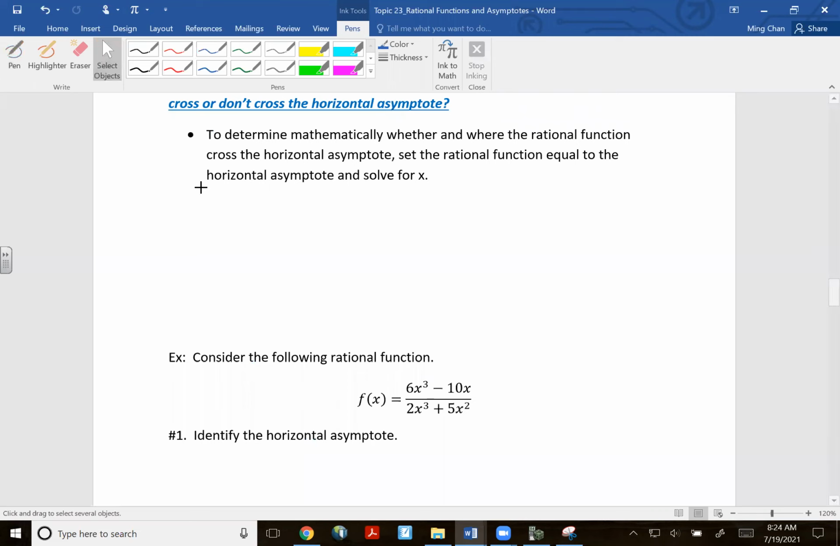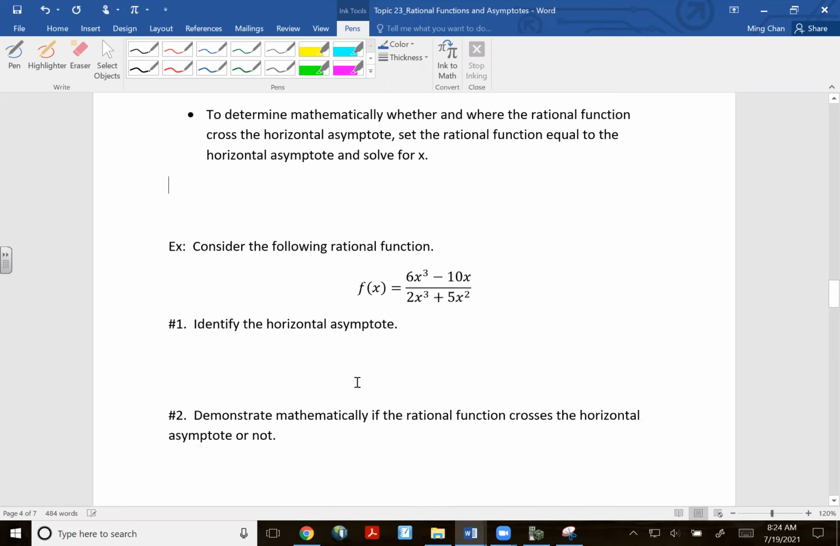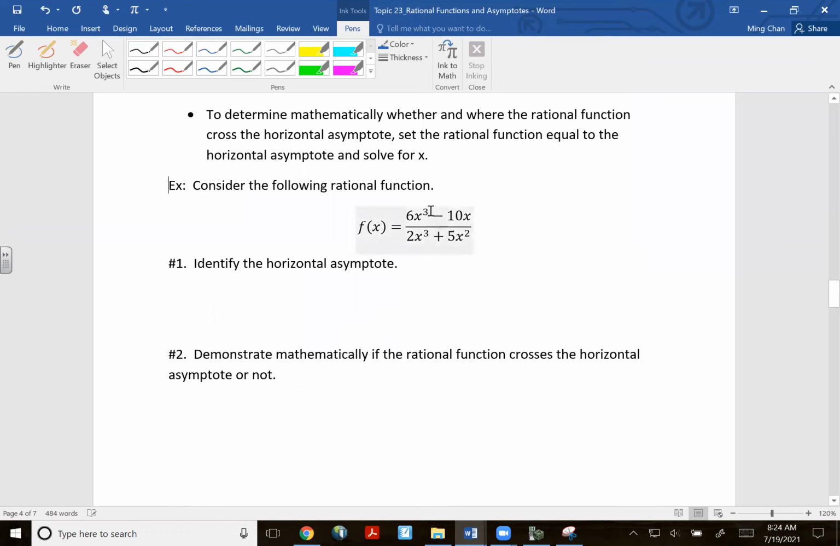First thing we're going to do here is identify the horizontal asymptote. Right now, the degrees of the numerator and denominator are the same. Both are 3. So your leading coefficients, 6/2, which is 3, is your horizontal asymptote. The equation of the horizontal asymptote is y equals 3. To demonstrate mathematically whether or not the function will cross, you take your entire rational function, set it equal to the horizontal asymptote, which is 3, and solve for x.